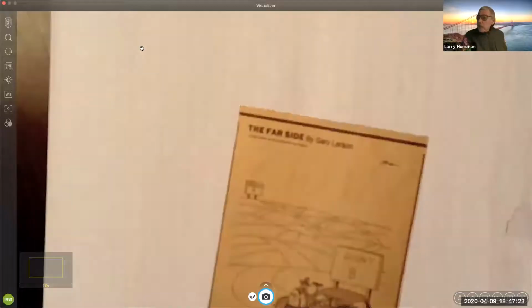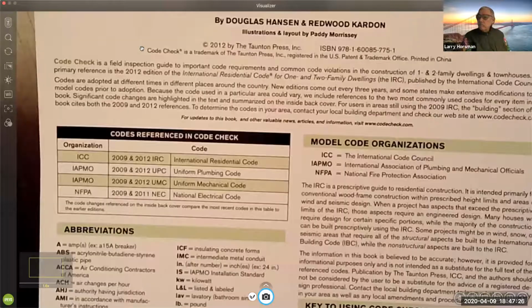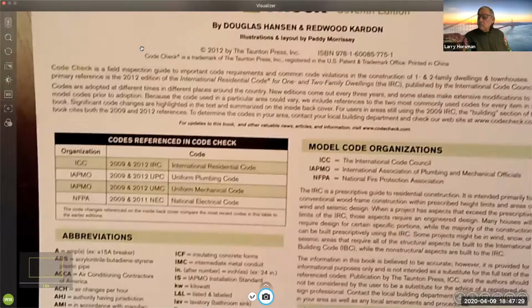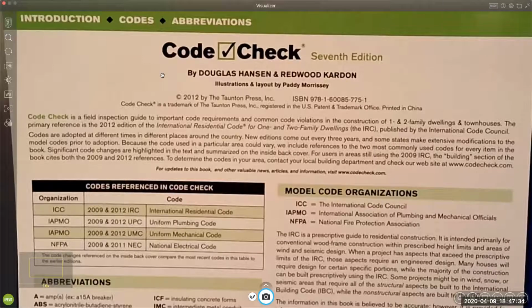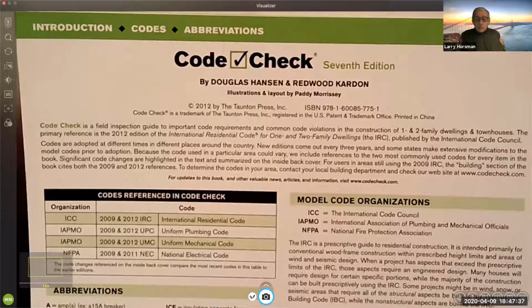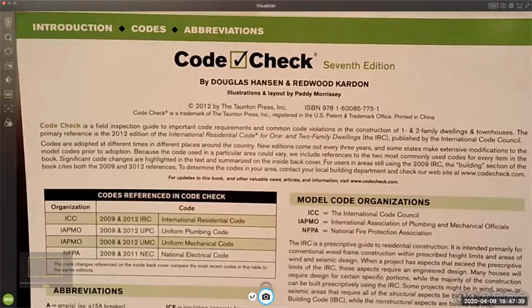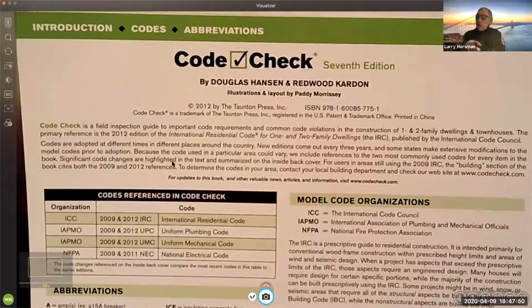Now, inside the front cover, there's some information here. Yeah, it says code check on it. ICC 2015. It's got abbreviations. The one you have is a little bit newer, but still not much different. So there's a number of codes that are referenced in here. ICC is the International Residential Code.